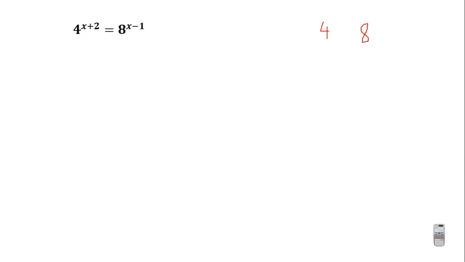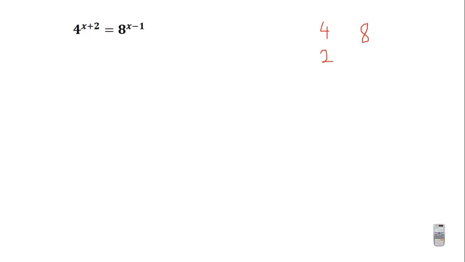It means that we have to change one such that they will have the same base. But we can't express 8 such that it has a base of 4, because 4 exponent 1 is 4, and 4 exponent 2 is 16. So we can't express 8 such that it has a base of 4. When that happens, we also can't express 4 such that it has a base of 8. So when that happens, you have to change both of them such that they will have the same base.